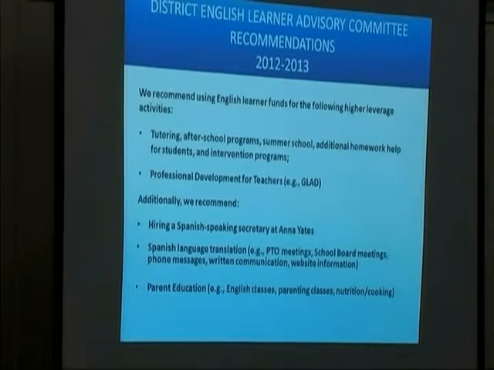They were hoping that a Spanish-speaking secretary could be hired at Anna Yates when they were hiring last year, to have more consistent Spanish language translation. Right now, we have about 18% Spanish speakers at Anna Yates, and we need to do a better job of communicating in Spanish. And then also parent education: English classes for parents, parenting classes, and nutrition and cooking classes.